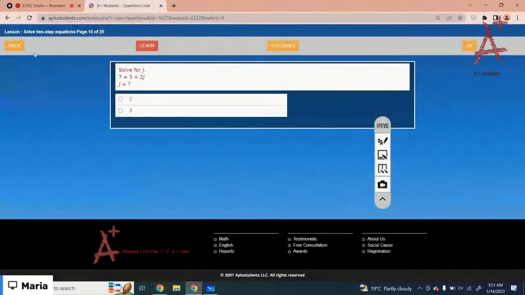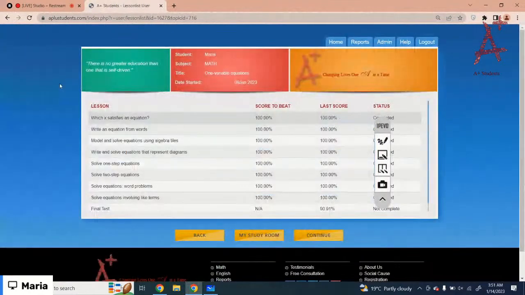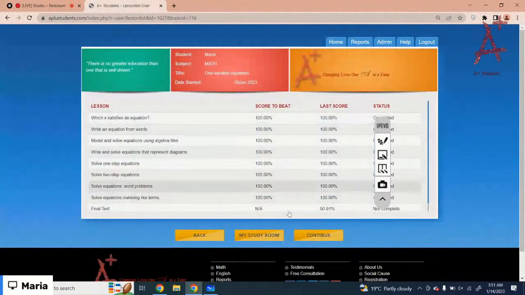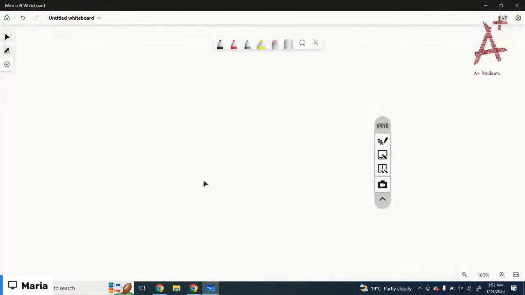And the next lesson is, let me just go back. The next lesson is solve equations, word problems. Got it? Let's just start with the next lesson. Let me just write down the lesson name. So you're given word problems. You have to write down the equation first and then you have to solve. Got it?